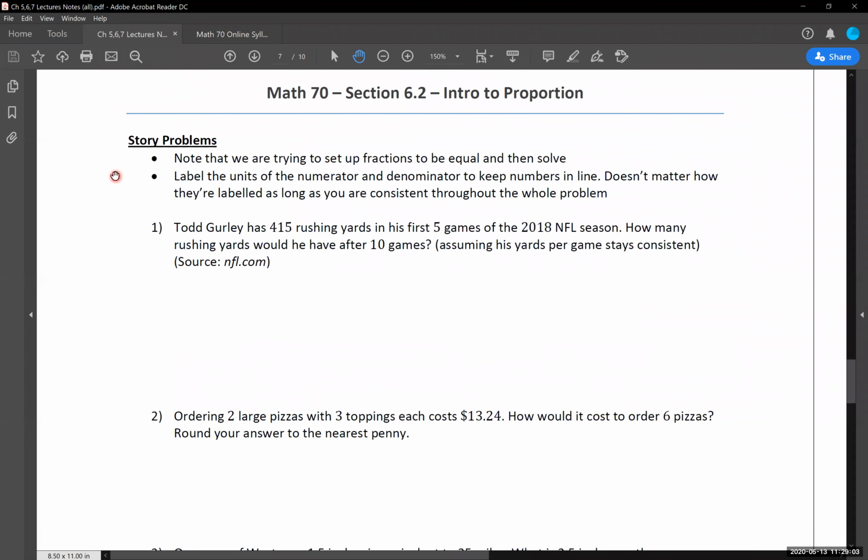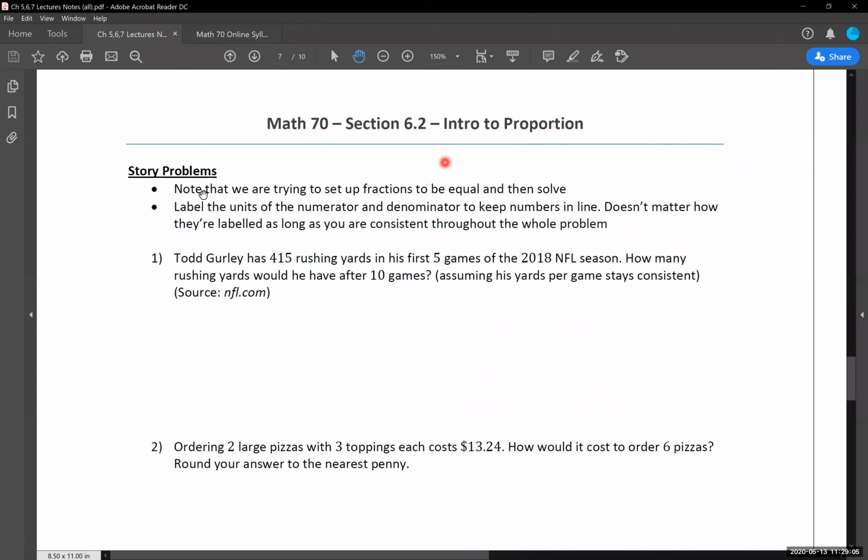So the main goal with these, again, because we're working with proportions, is to try and set up fractions to be equal to one another and then solve that proportion that we've set up. So my goal is to have a fraction equals a fraction. We don't know necessarily what is going to go in the numerator or the denominator. That's fine. We have ways of going through and doing that.